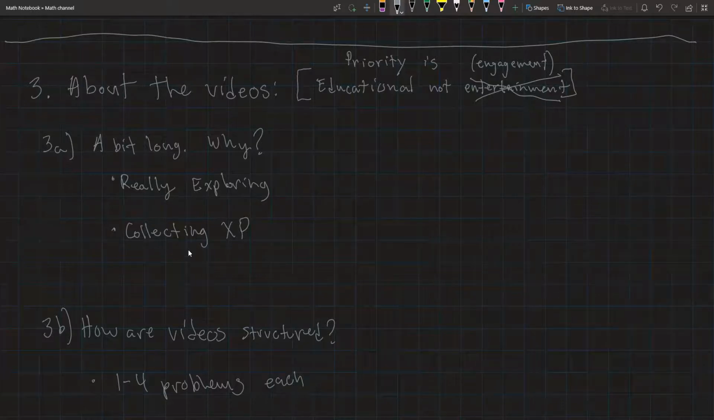And the other analogy that you will hear me use often in this channel is collecting XP. All right. So those are some of the main reasons for me making them long. If you're really exploring, it doesn't matter how long it takes if we reach the destination that we intended. Okay. So that is the main reason for them being so long.